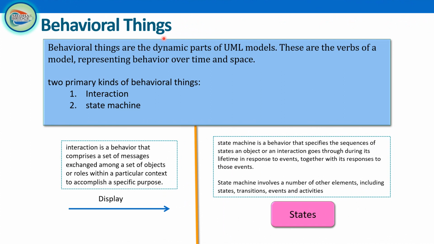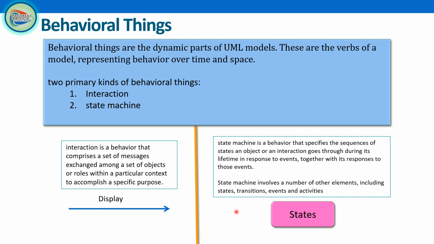Let's look at behavioral things. Behavioral things are the dynamic parts of UML models. These are the verbs of a model, representing behavior over time and space. Two primary kinds of behavioral things: interactions and state machines. An interaction is a behavior that comprises a set of messages exchanged among a set of objects or roles within a particular context to accomplish a specific purpose. This is how we represent it.